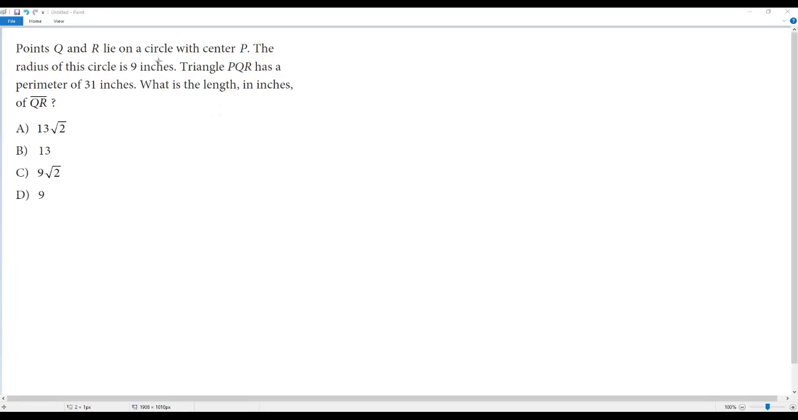Points Q and R lie on a circle with center P. The radius of this circle is 9 inches. Triangle PQR has a perimeter of 31 inches. What is the length in inches of the line segment QR?